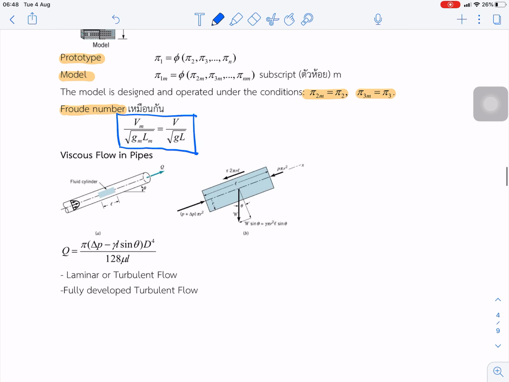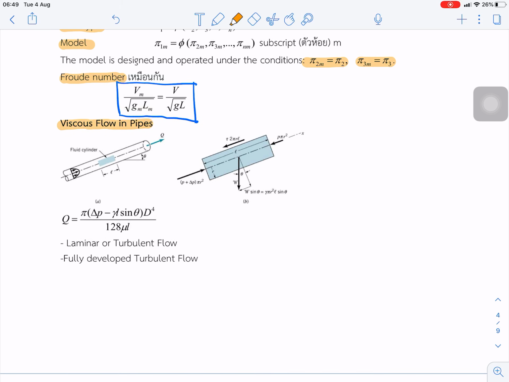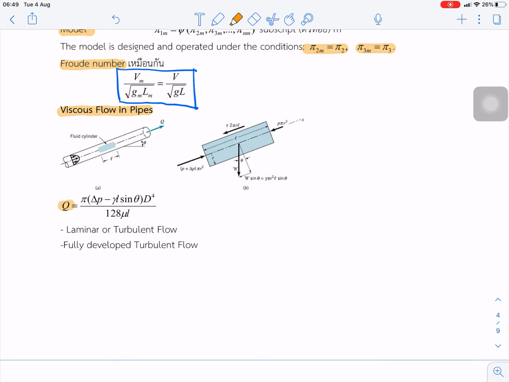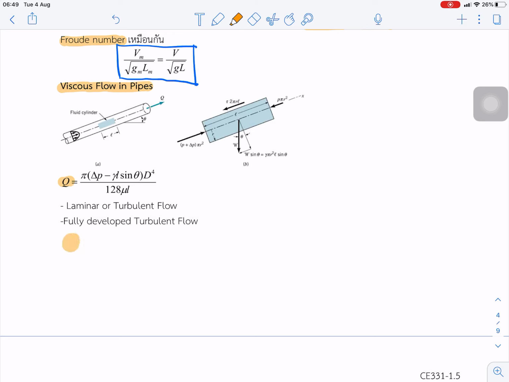And the other thing is the viscous flow in the pipe. We develop the equation for laminar flow, and we have another equation for turbulent flow. It's like Q is equal to... but this is the head loss in another. This head loss is the Darcy-Weisbach equation. We apply this equation for turbulent flow.